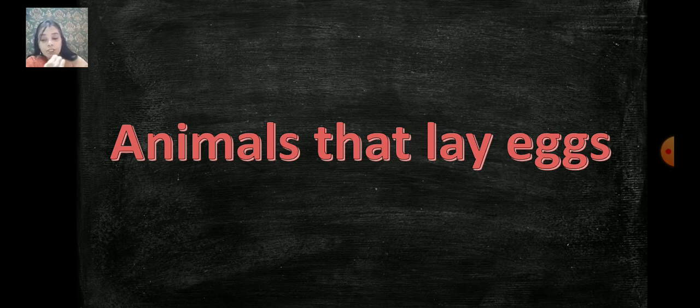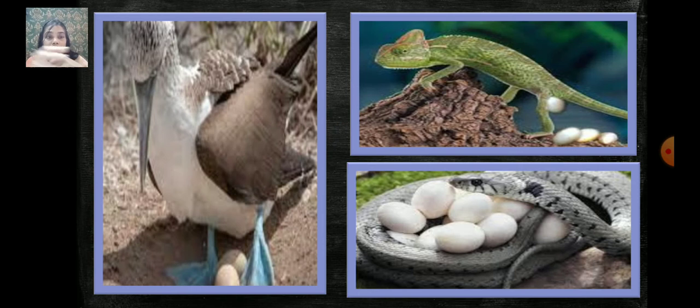What is reproduction? Why do animals reproduce? And animals that give birth to babies. And now animals that lay eggs. So can you list out some animals that lay eggs? So, like birds, frogs, snakes, insects. They lay the eggs. They do not give birth to the babies. They lay eggs. Now, let us see how babies hatch from eggs and become adults.